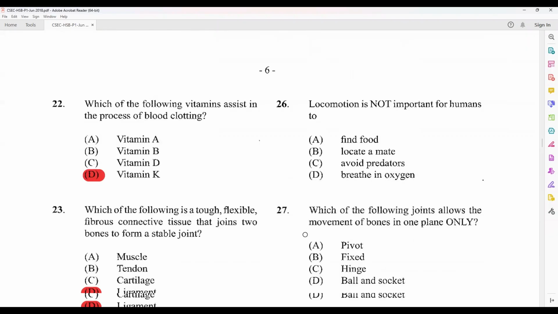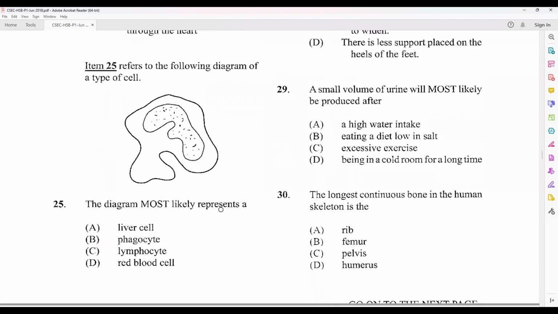25 refers to the following diagram of a type of cell. The mere fact that you see this lobed nucleus instantly tells you that this is a phagocyte. Phagocyte has a lobed nucleus. It's a type of white blood cell. The question asks, the diagram most likely represents a phagocyte because we could easily identify it because of the lobed nucleus.